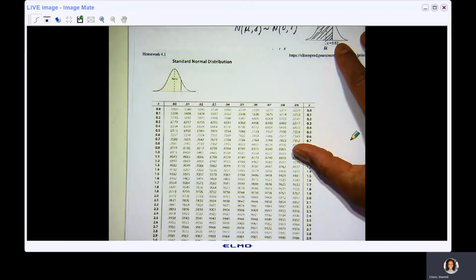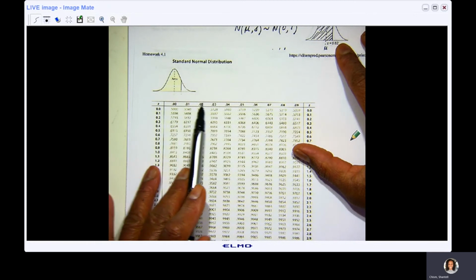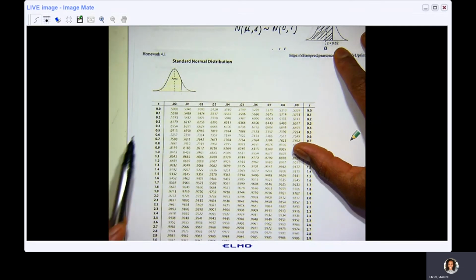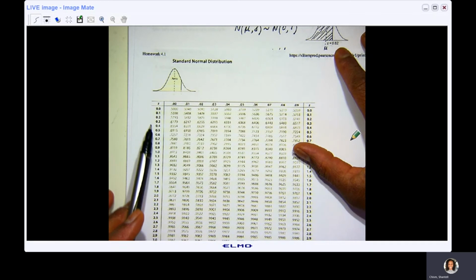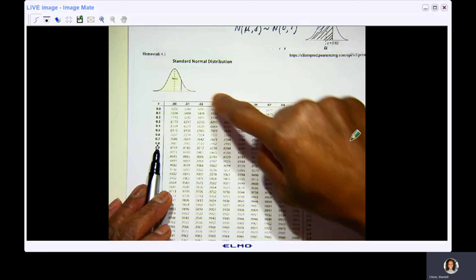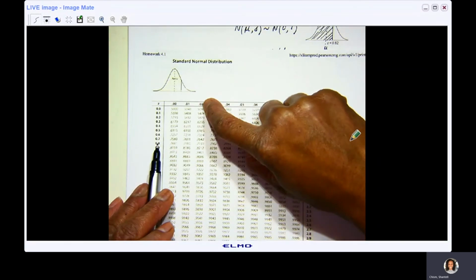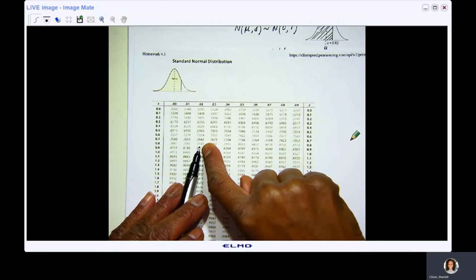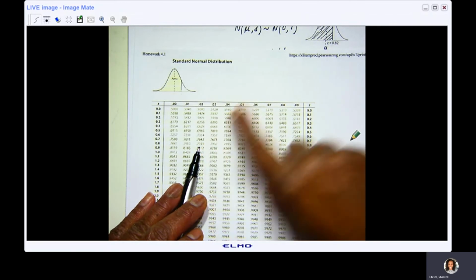So we're looking for 0.8 here, and then we find the 0.2 here to form 0.82. So 0.8 is what I'm looking for right here. And then I find the 0.02 here. And then when I meet the two together, I get my area of 0.7939. It's hard to read, but that is 0.7939.